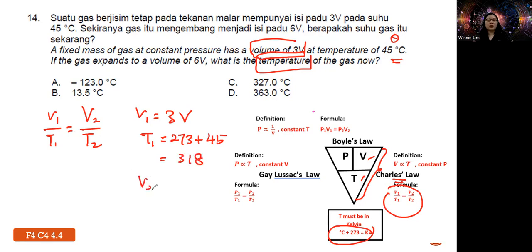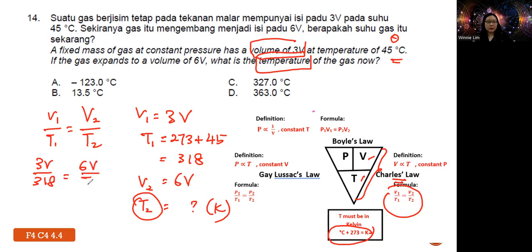Okay, then what is your V2? They say the gas now expands to 6V. So what's supposed to be your T2? Actually, they want the theta in degrees Celsius as well. But we can find the answer in T2, but your answer is in Kelvin first. So now we substitute first: 3V over 318 equals 6V over T2.